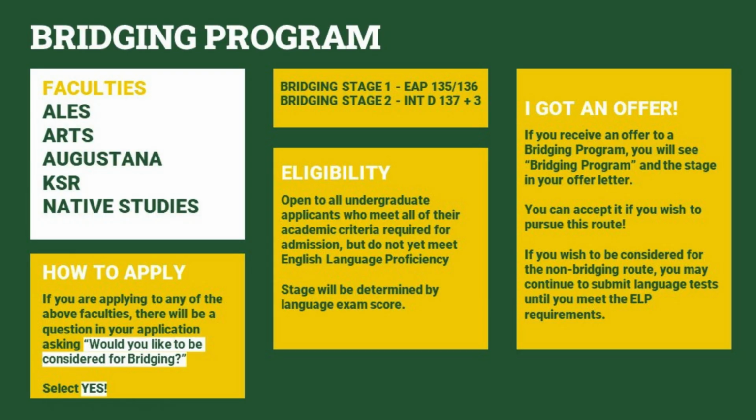So let's say you did a language test and you scored just shy. If you scored a 5.5, we might put you into level 2. If you scored something like a 5.0, we might put you into level 1. So it will depend which stage of bridging you get put into based on the scores you have submitted for your language test. But that being said, it's open to all undergraduate applicants who have met that academic criteria but maybe don't meet that English language proficiency requirement. So just letting you know.